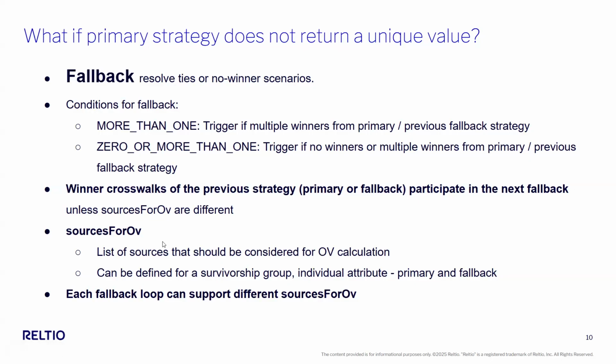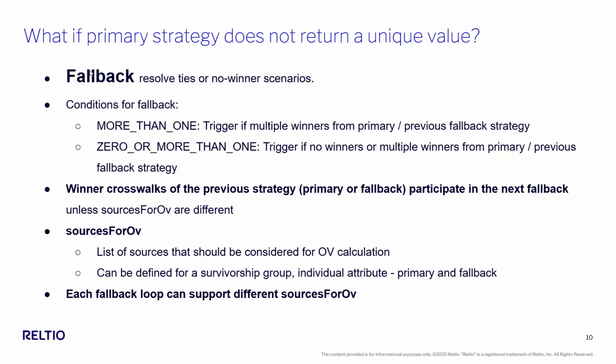Now assume that you have sources for OV defined, and the attribute contains data only from those sources which are excluded. So in this scenario, nothing will win, right? Because all the sources that provided data for the attribute are excluded from OV calculation. So the attribute will not have any OV. So in these cases, when you have more than one value or you do not have any values, there's something called fallback that we support on the platform. So fallback helps you resolve the ties, or when there are no winners, it helps you resolve the situation and arrive at a value which can become OV.